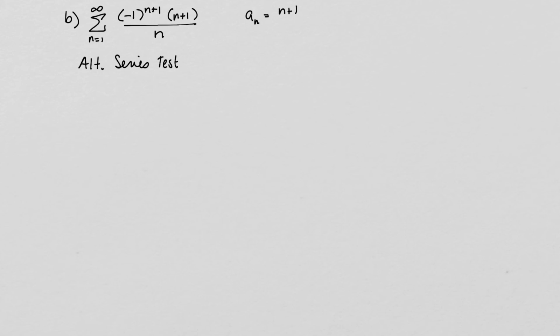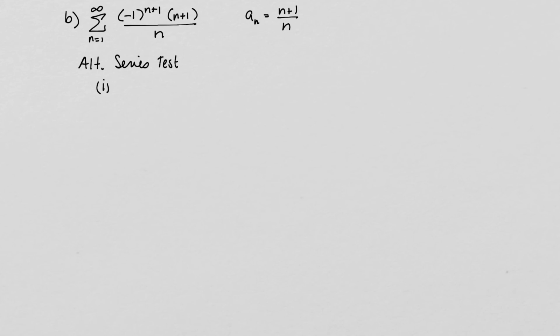So B, the summation n equals 1 to infinity of -1 to the n plus 1 times n plus 1 all over n. Again, the -1 to the n plus 1 is indicating you have an alternating series. So we're going to try using the alternating series test. Our a sub n in this case is n plus 1 over n. That's what's left if you get rid of that -1 to the n plus 1 part.